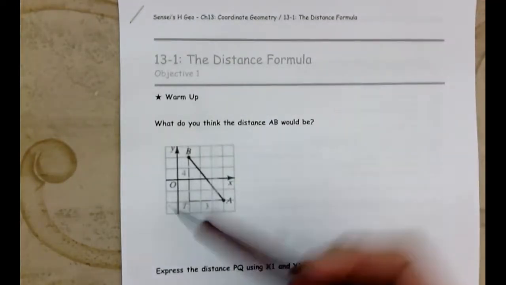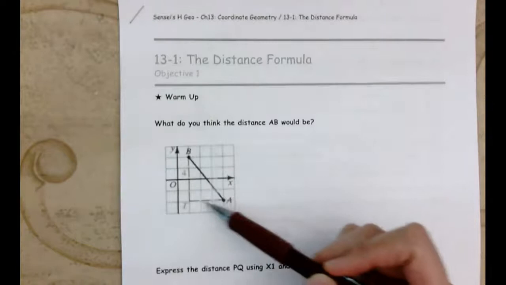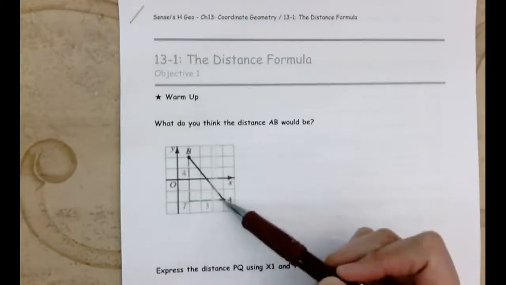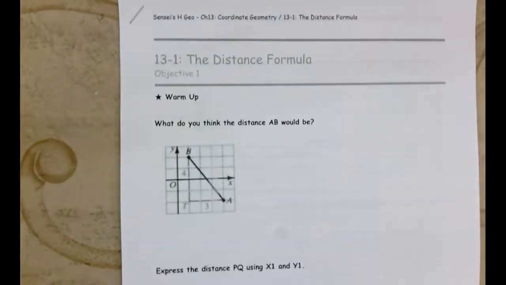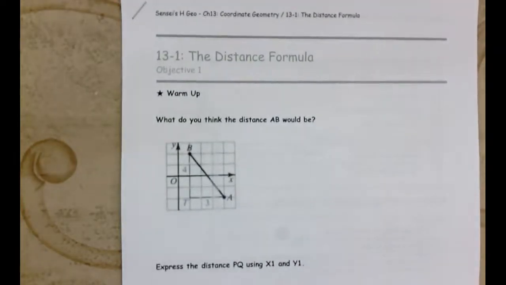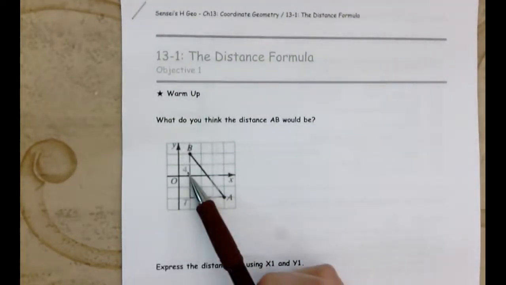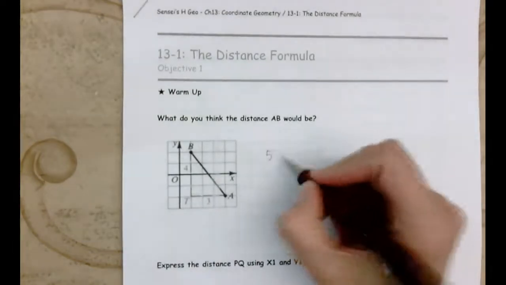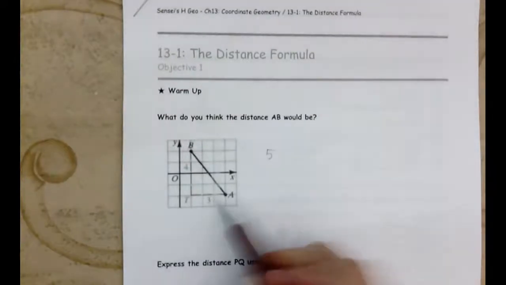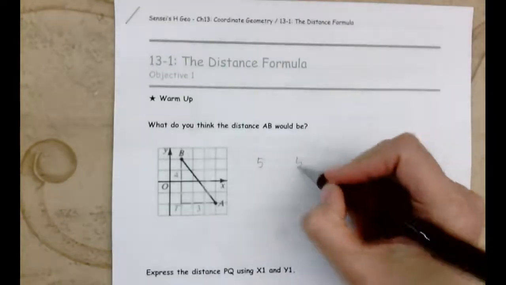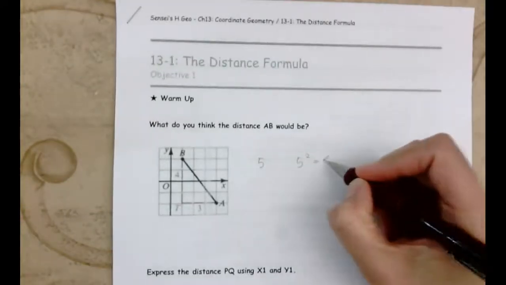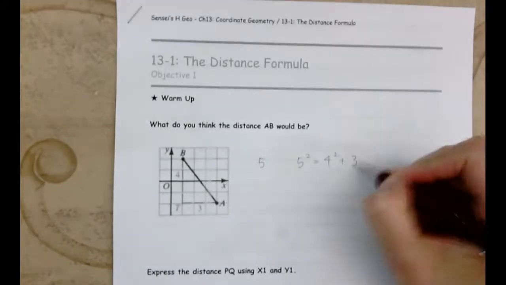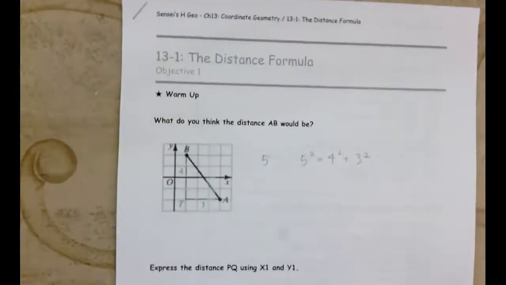But if you look at this as a right triangle, you know the distance here, right? You know it's a 3 and 4, so the distance should be 5. So this is 5, right? But let's just try to express this. So 5 squared has to equal 4 squared plus 3 squared, right?